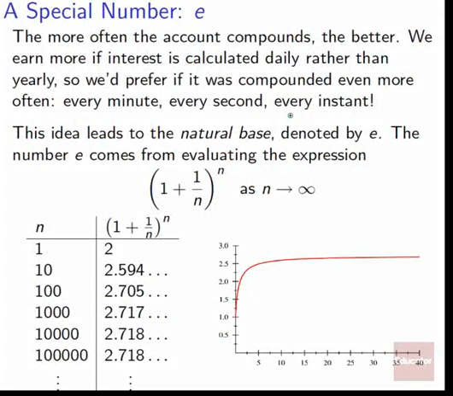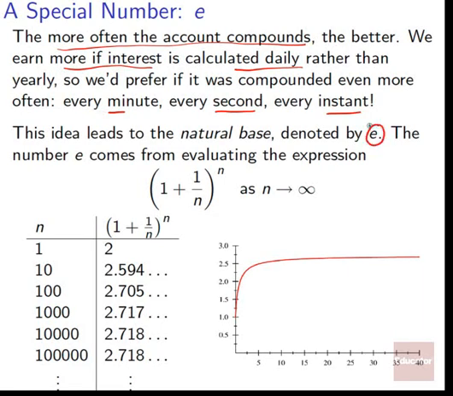Now, we noticed over the course of doing that the more times it compounded, the better, right? We earn more interest if it's calculated more often, because we have more chances to earn interest on top of interest. So we'd prefer if it compounded as often as possible, right? Every minute, every second, every instant, if we had it happening continuously, absolutely constantly. This idea of having it happen more and more often leads to the idea of the natural base, which we denote with the letter e.